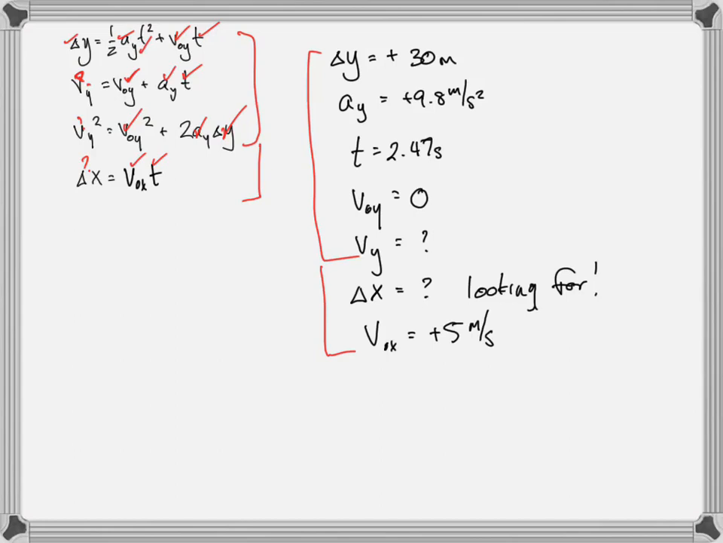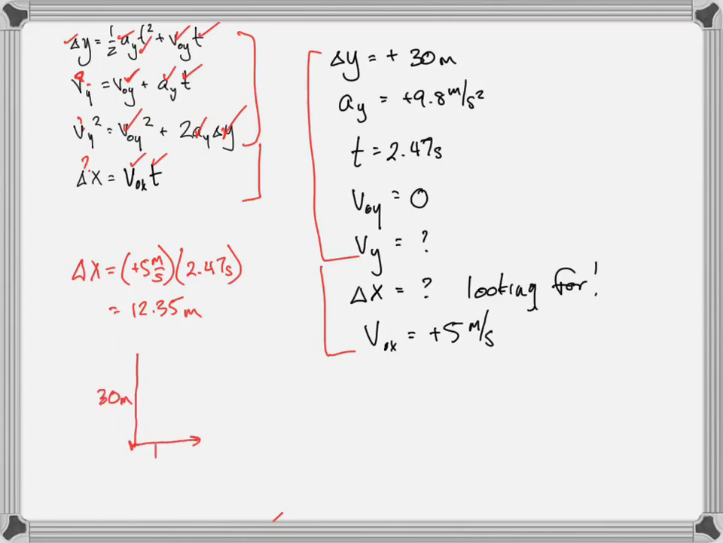So we've written all that down, and we can go ahead and plug into the delta x equation. Delta x equals V0x, 5 meters per second, times time, 2.47 seconds. So delta x is 12.35 meters. Remember the question was, where does the book land? So we have to say more than just 12.35 meters. We have to say on the ground, 12.35 meters away from the building, or 30 meters down, 12.35 meters out. So the book had gone down 30 meters and 12.35 meters out.